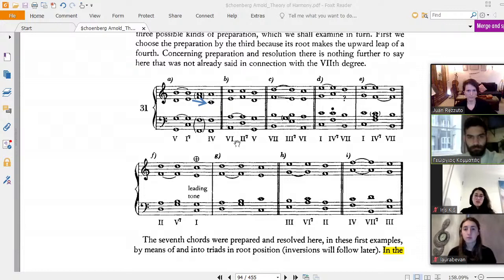Another example, the second degree. The second degree has a minor seventh; it's a minor chord with a minor seventh. Now, what's the deal with the second degree? The seventh of that chord is prepared by the third of the preceding chord, because the C is the third of the sixth, A minor, and resolves downward to the third of the chord of the fifth, which is incidentally a fourth up from the D.